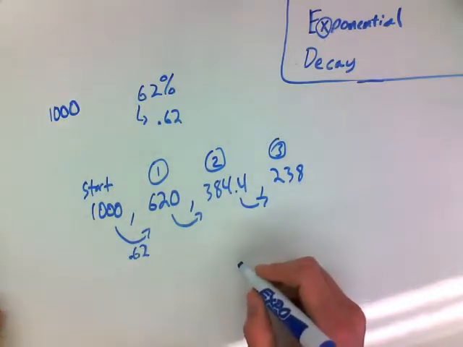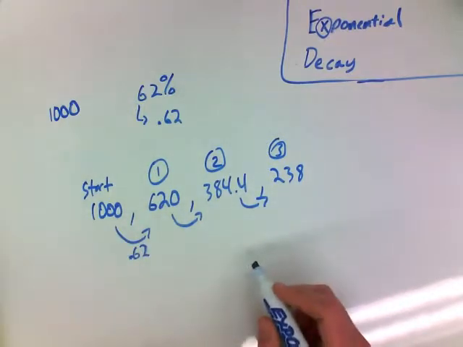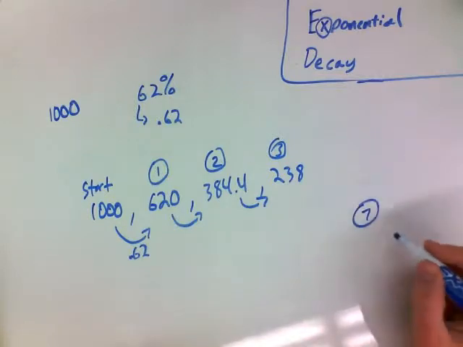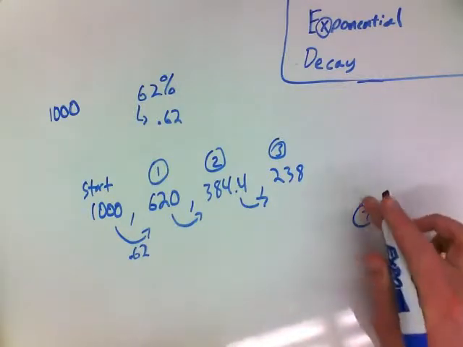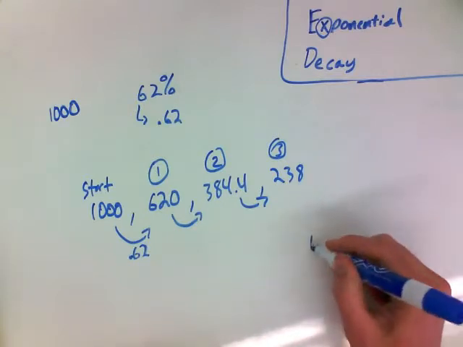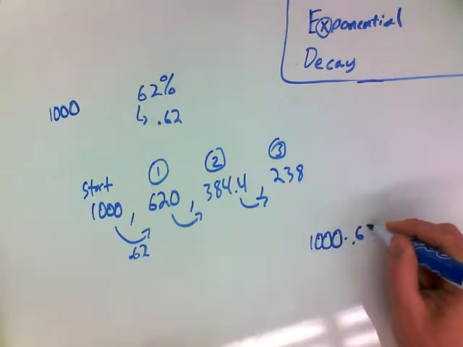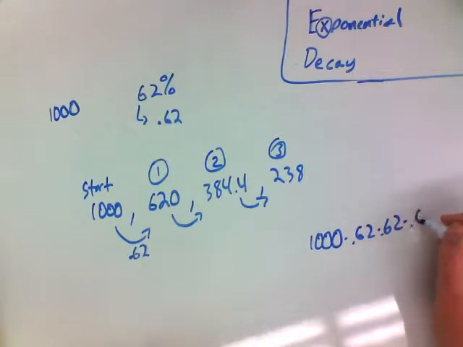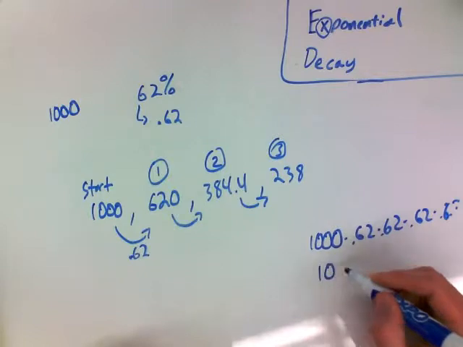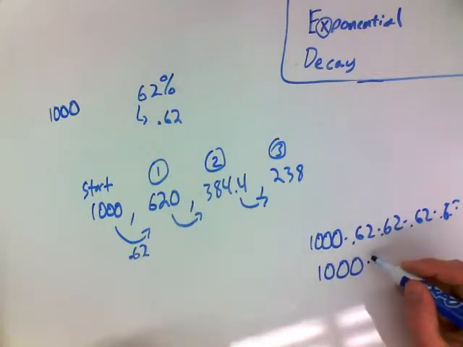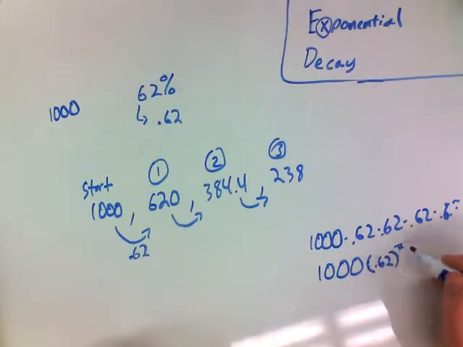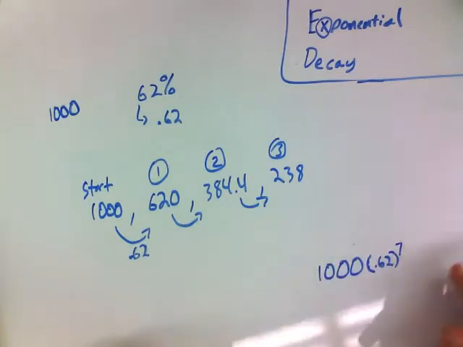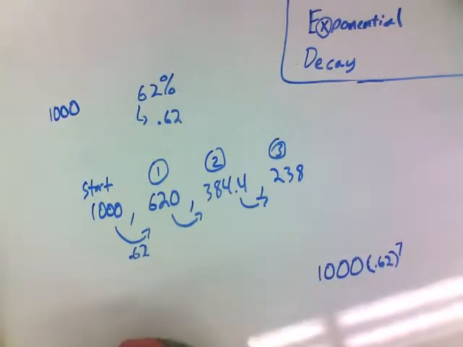If I wanted to make an equation out of this, I need to think about what I'm doing, right? So let's say I want to find it after 7 bounces. So after 7 bounces, what would I be doing? Well, I take 1,000 times 0.62 times 0.62 times 0.62 times 0.62, dot, dot, dot. And how many times would I be doing that? I'd be doing that 7 times. So it's 1,000 times, and I'm going to write times like this, 0.62, and I'm going to do that 7 times, right? So this is a nice way of saying after 7 times.